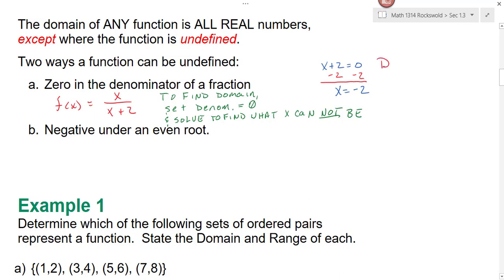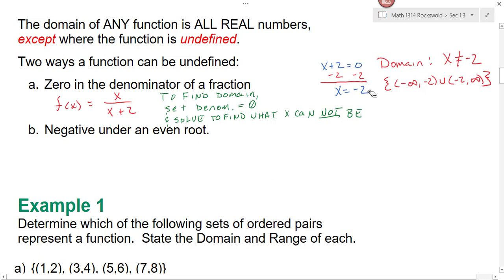So when you write your answer for the domain, if you're asked to do this on a test where it's pencil and paper, I'm okay with you saying x is not equal to negative 2. But if you're typing an answer in for your homework in my math lab, they may want you to use interval notation. Are y'all familiar with interval notation? It's the interval that goes from negative infinity to negative 2, union negative 2 to infinity. These curly brackets here denote set notation. That means that every number between negative infinity and infinity except for negative 2 is included in this domain.